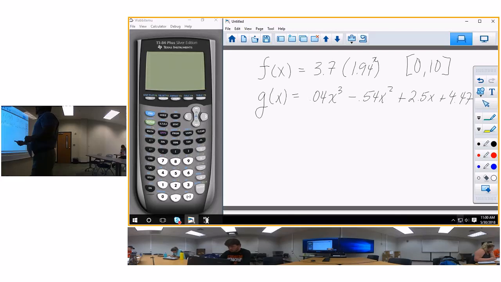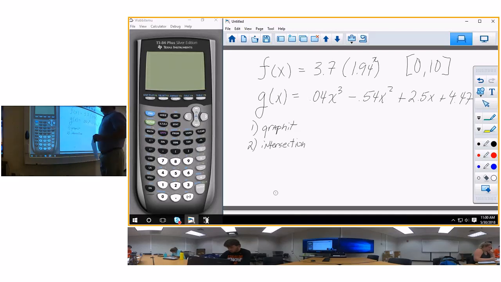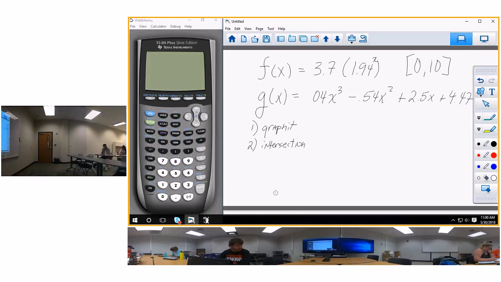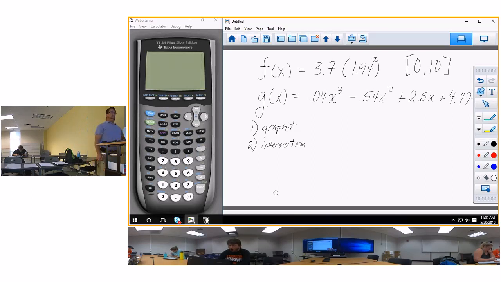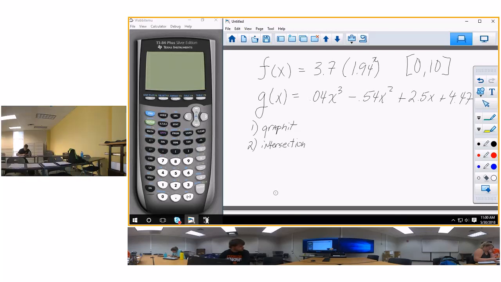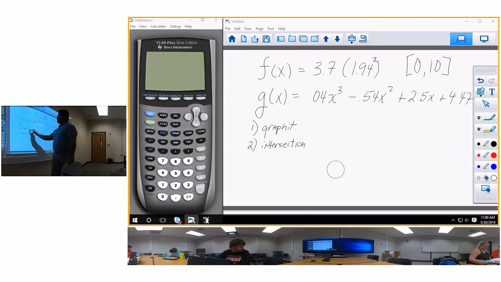So I want you to make sure, one, we're not going to do it, but I want you to be sure you can graph it. And two, make sure you can find the intersection point with your calculator, okay? The reason I want you to be able to do that: if I give you this question on the test, all I care about is the area. But they may ask you to graph it, and they may ask you to find the intersection point. Just make sure you can do that on your calculator.